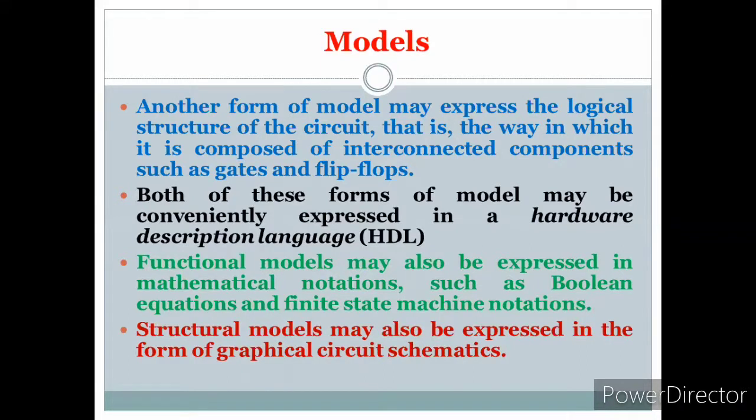So a functional model may also be expressed in mathematical notations, such as Boolean equations and finite state machine notation. So among the different methods of using functional models, in one, the behavioral model, we just write the assignment statement. So what is that assignment statement? It is a mathematical expression consisting of AND, OR, addition, subtraction, like that. Or we have certain finite state machines. That's about the loops or the design, where we will be concentrating on the parameters we have there.